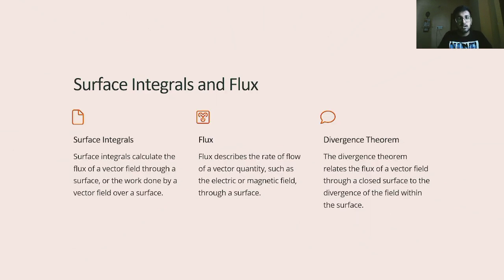Next, we have surface integral and flux. The first one is surface integral. A surface integral calculates the flux of a vector field through a surface or the work done by a vector field over a surface. Next, we have flux. Flux describes the rate of flow of a vector quantity such as the electric or magnetic field through a surface. The third one under surface integral and flux is the divergence theorem. The divergence theorem tells us how we can relate the flux of a vector field through a closed surface to the divergence of the field within the surface.